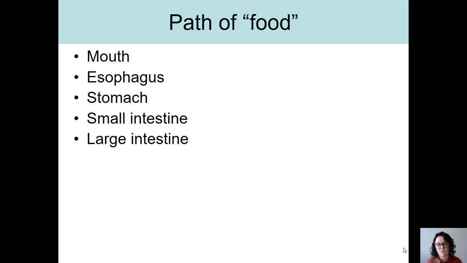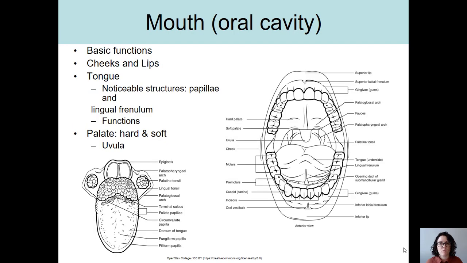Let's trace the path of food through the body really generally, right? Food will go from the mouth to the esophagus, to the stomach, to the small intestine, and then the large intestine. In this video, I'm going to talk about what's happening in the mouth. We can call it the mouth, or we can call it the oral cavity. Ultimately, it's the same thing.